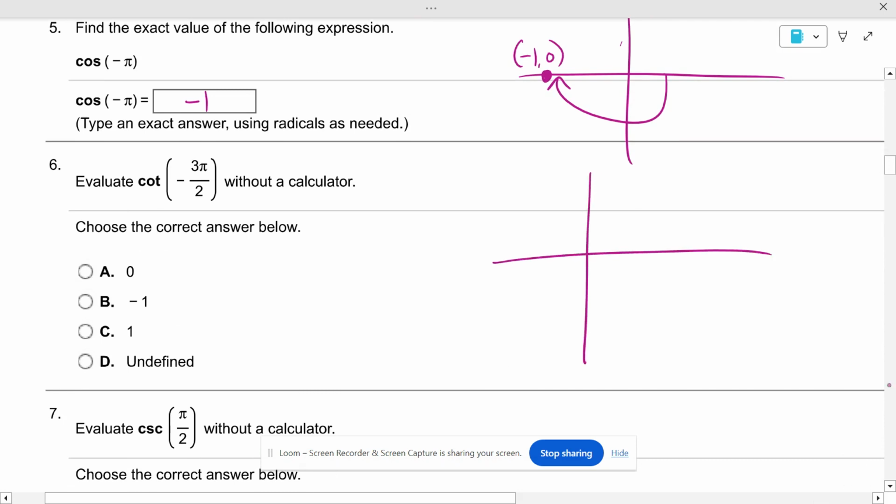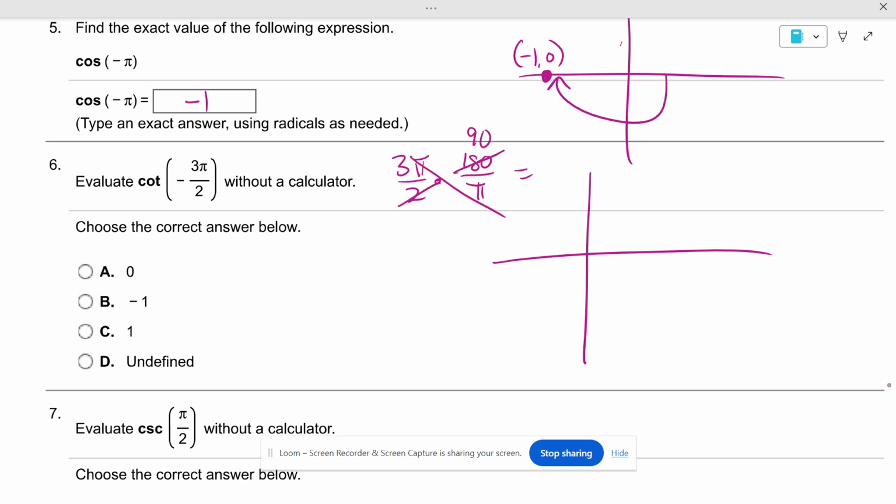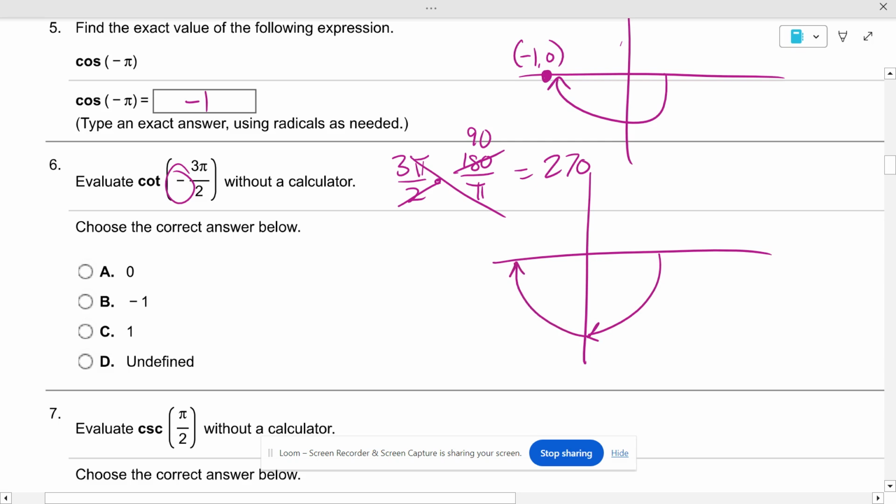Negative 3 pi over 2. Again, most of you are going to see 3 pi over 2 and want to change that. So let's change that. Multiply by 180 over pi. Pi's cancel. 2 into 180 is 90. What's 3 times 90? 270. So I'm going 270 degrees, but I'm going in the negative direction. There's negative 90. There's negative 180. There's negative 270. What point am I at? I'm at 0, 1.